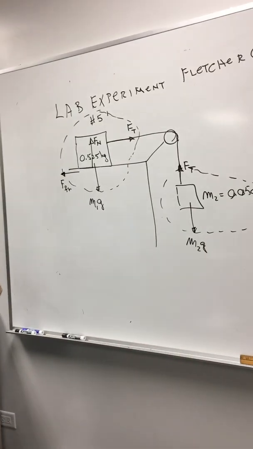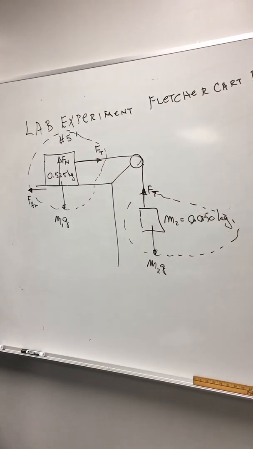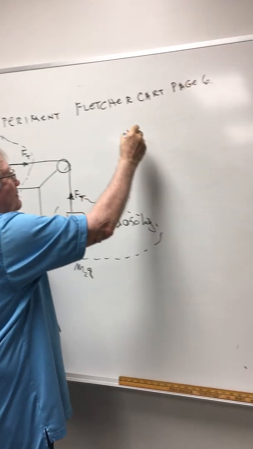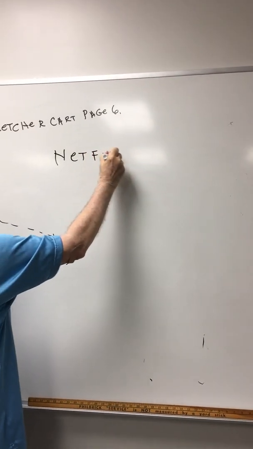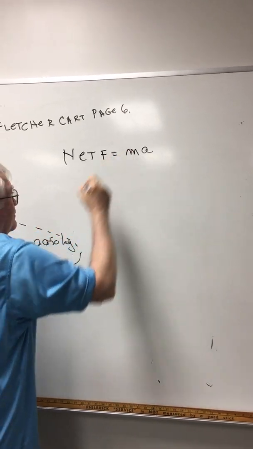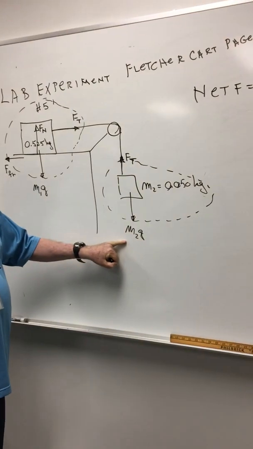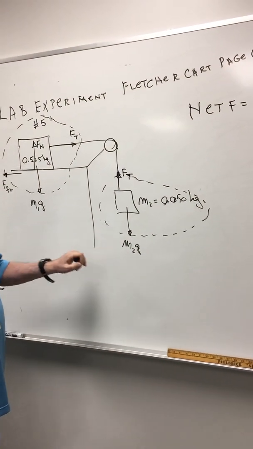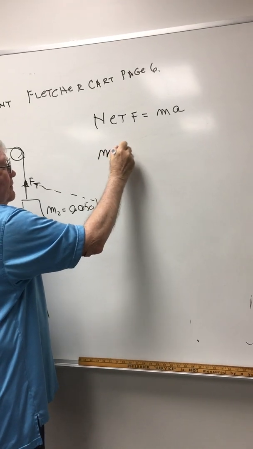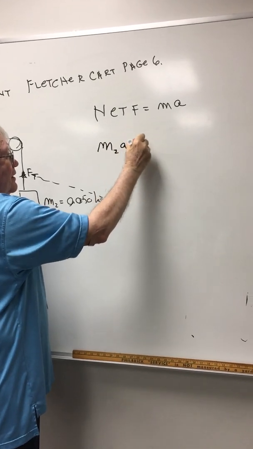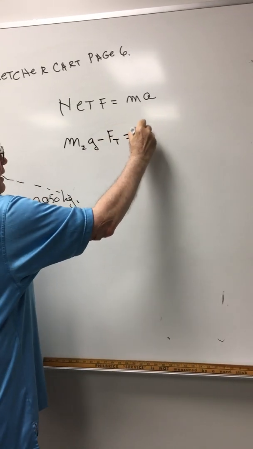Now to solve the problem, we have to use Newton's second law of motion. The net force, the unbalanced force, is equal to ma. We have two different objects to deal with. We have this one right here. This caused it to go down, so it's going to be m2 g. The tension's holding it back, so it's minus the tension, and that's going to be equal to m2 a.